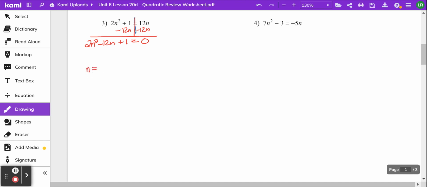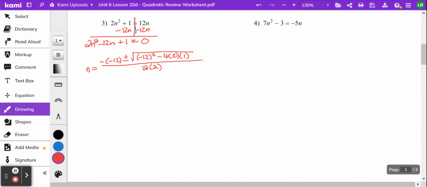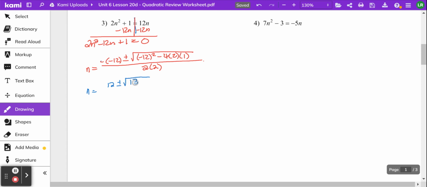n equals negative of negative 12 plus or minus the square root of negative 12 squared minus 4 times 2 times 1, all over 2 times 2. Let's clean it up. Negative 1 times negative 12 is 12. My square root, I should have 136. And on the bottom, I should have a 4.